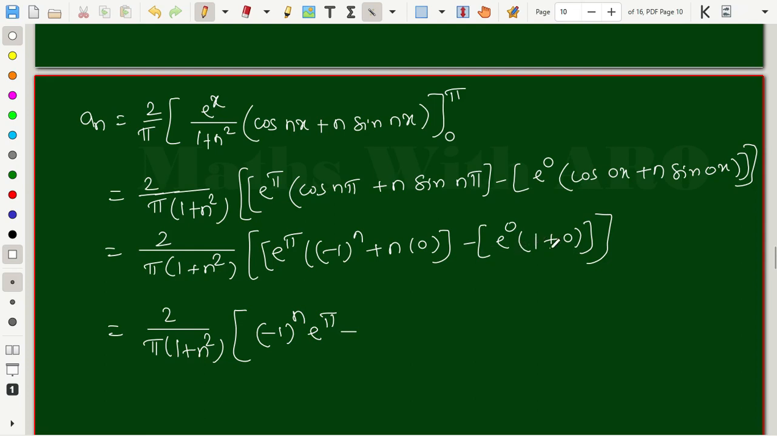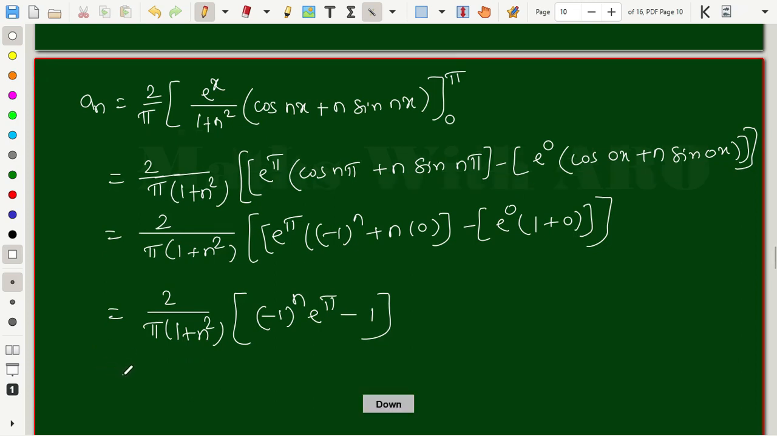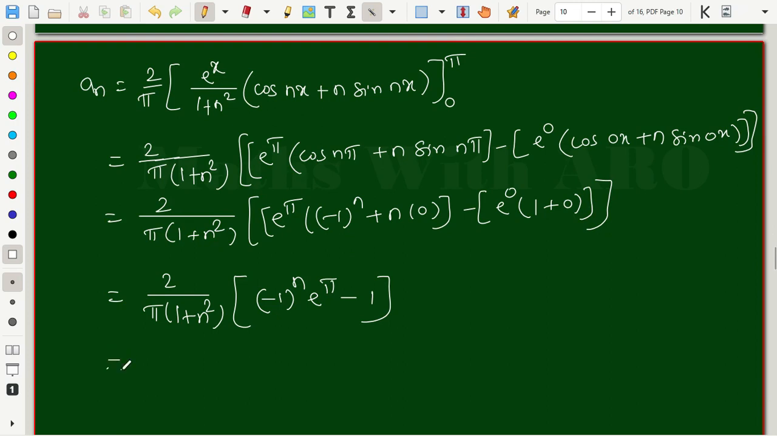Finally we get the value an is equal to 2 divided by pi into e power pi into (-1) power n minus 1 divided by 1 plus n squared. Okay, so this is the value of an.